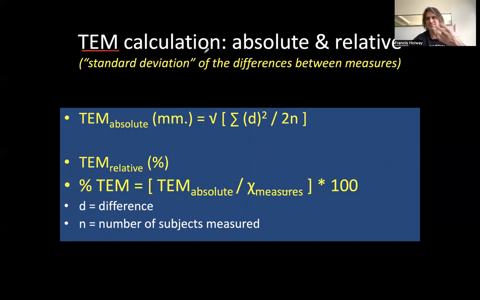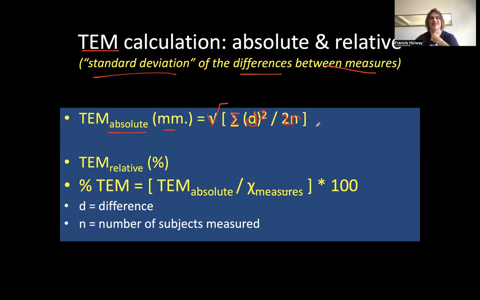Okay, this is a bit complicated. It's statistics. You don't have to worry about this because I'm going to give you Excel spreadsheets that do it for you. But for those that are more statistically inclined or are curious about it, very briefly, I'll say that the calculation is the standard deviation of the differences between measures. The absolute technical error of measurement, say in millimeters for skin folds, is the square root of the sum of the differences between the first and the second measure divided by 2 times the number of subjects you measured. And that sum of the differences is squared.